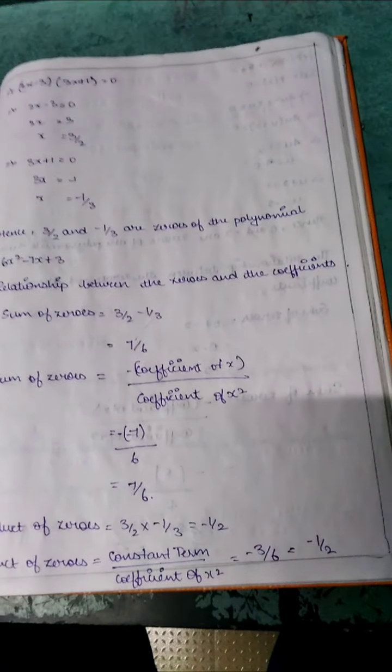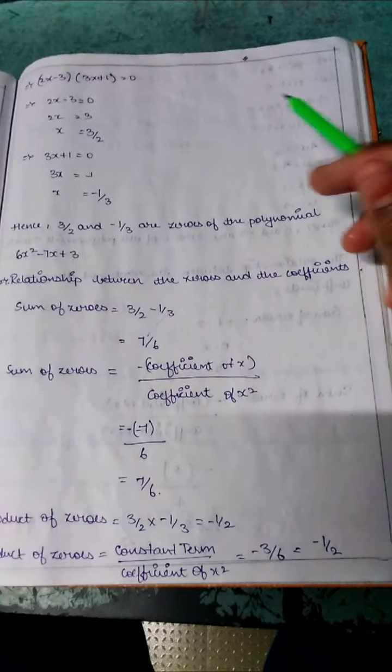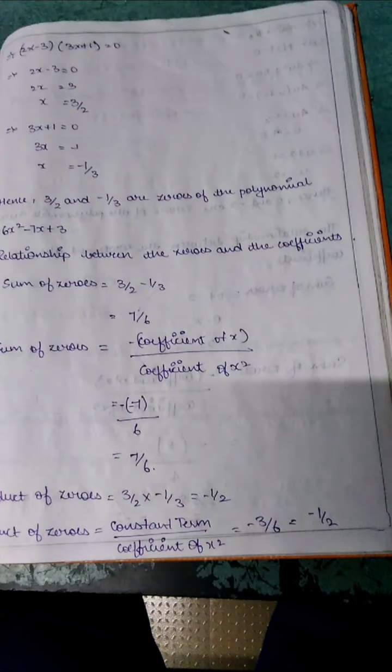So that's it, guys. We have also proved the relationship between the zeros and the coefficients. In this video that's it. In the next video we shall discuss the 4th, 5th, 6th bits in this problem 1.